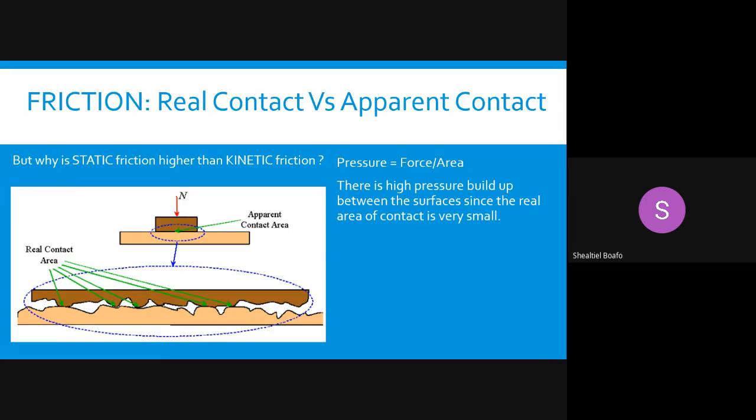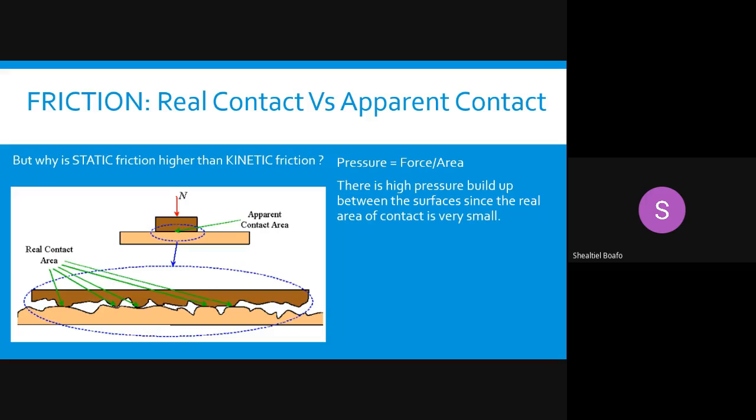In the apparent contact, we thought that the entire surface of the body above was in contact with the same size of surface below. So if the area of the body resting up there is say 10 centimeters squared, we're expecting the same 10 centimeters squared down. So they were in contact. But in real contact, we realize that in reality it is not so.